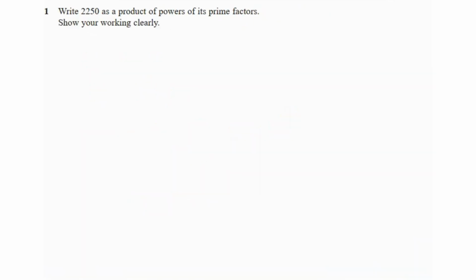In the next question, they're asking us to write 2,250 as a product of powers of its prime factors. Show your working clearly. So now, in this case, whenever they're asking us to split a number into a product of its prime factors, we draw this tree diagram. We were basically just splitting it down into prime numbers step by step.